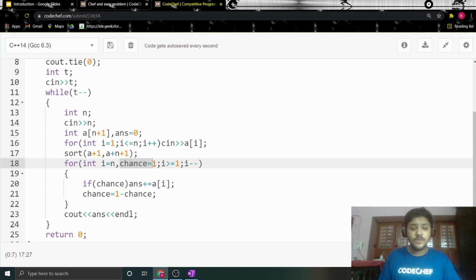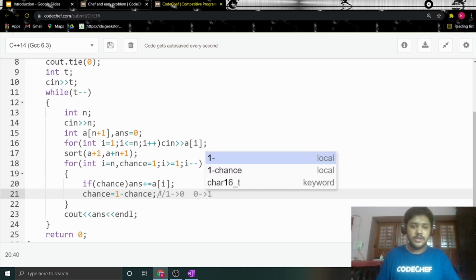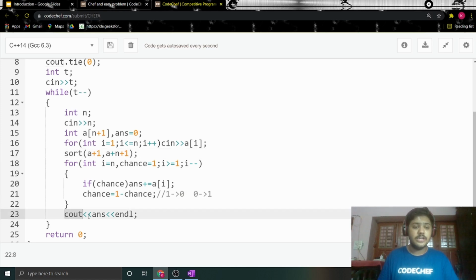Now, if chance is equal to 1, then it is chef's turn. Else if chance is equal to 0, it is Roma's turn. While I is greater than or equal to 1, I minus minus. Now, if chance is equal to 1, then I just add to the answer A of I stones, because this pile would be picked by the chef. And after this, I would change the chance. If the chance is 1, it would be changed to 0. If the chance is 0, it would be changed to 1. Okay, so chef would get alternating turns and Roma would also get alternating turns. After this, I would print the answer.